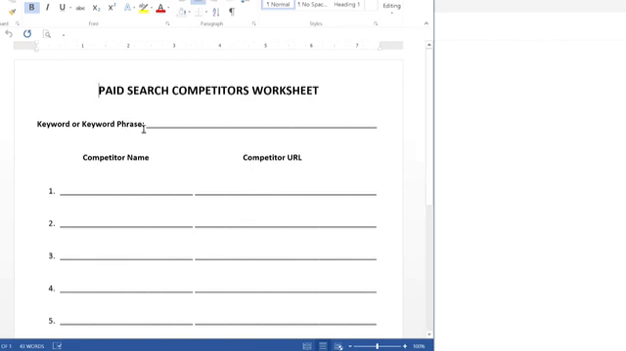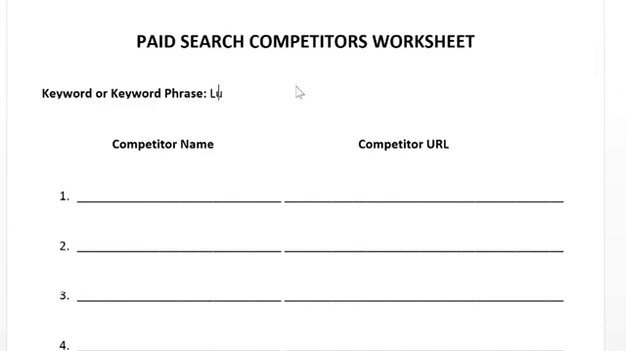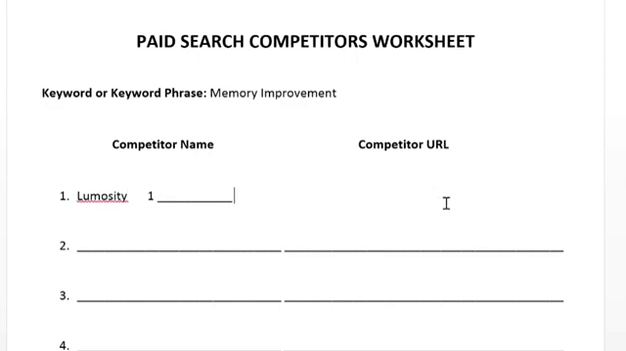I'm going to take a little bit of time here on the paid competitors worksheet. I'll put memory improvement down as my keyword, and then my competitor name is going to be Lumosity, and their site, their URL, I'm going to put down as lumosity.com.